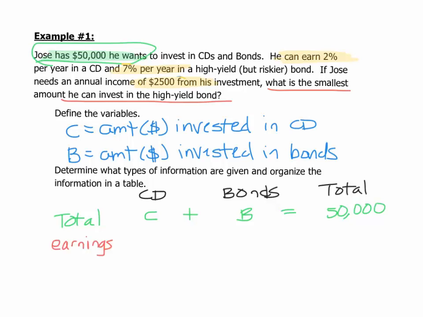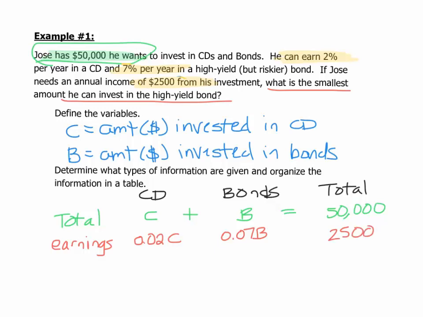If he's earning 2% per year on the CD, then to find the total amount that he earns from the CD, we would take 2%, or 0.02, times C. That would give us the amount of investment income he gets from the CD. He's going to have 7% for the bond, so the amount that he's actually going to earn from that bond account is going to be 0.07B, and we know that the total that he wants is $2,500.